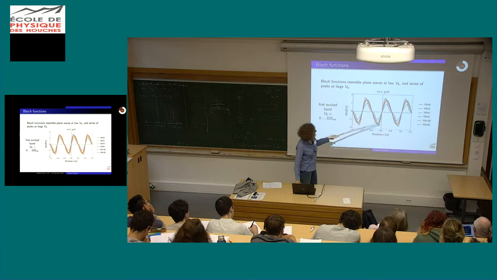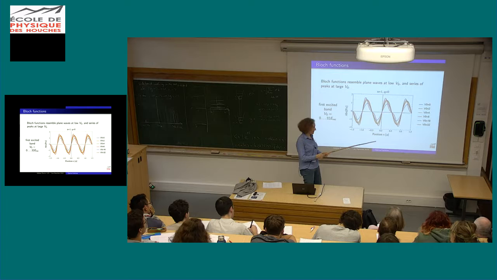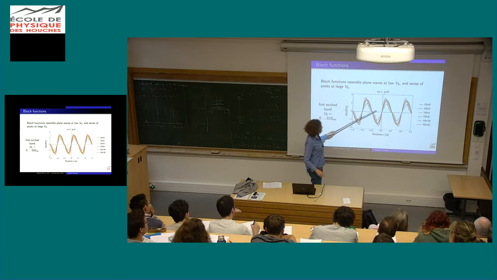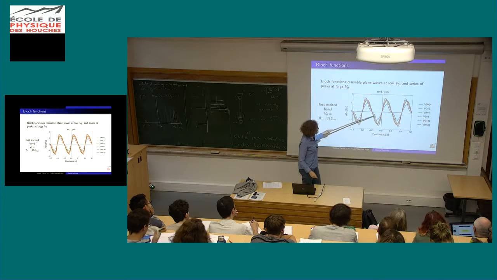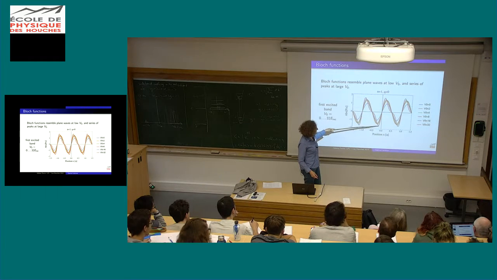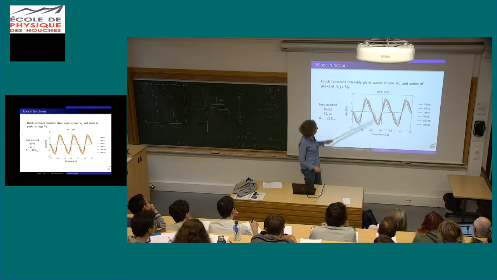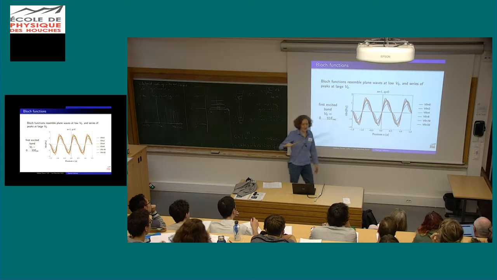Now let me go to, again, q equals 0, but in the first excited band. The parity of the wave function is reversed in this case. And again, you see that it is more and more pronounced when we have a deeper potential. And when we have the deepest potential, it resembles the first excited state of the harmonic oscillator.